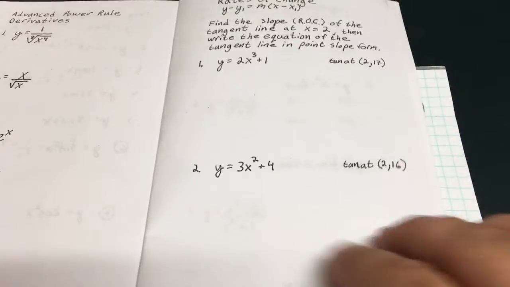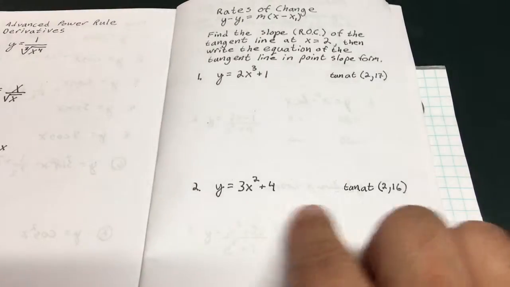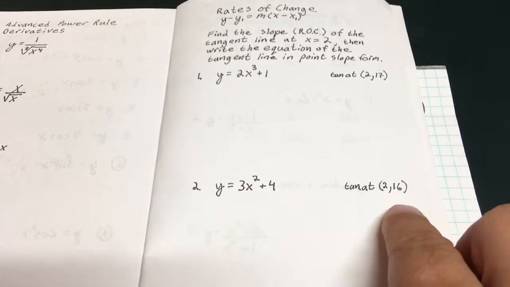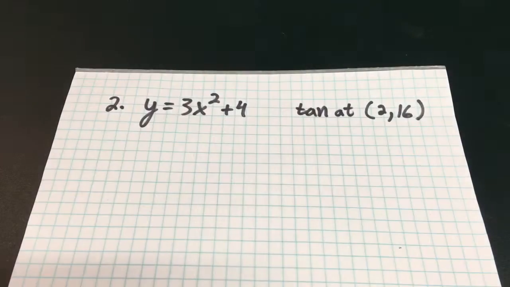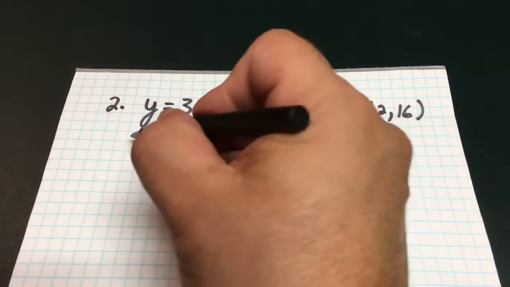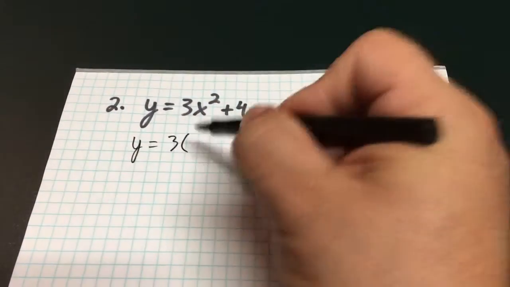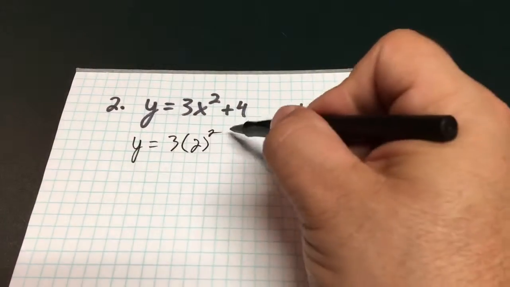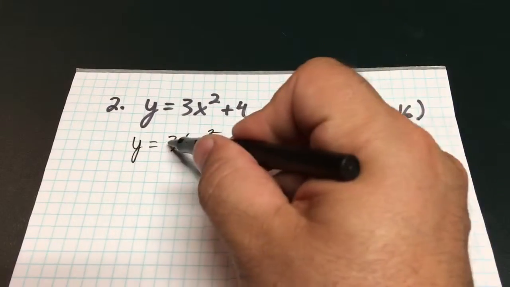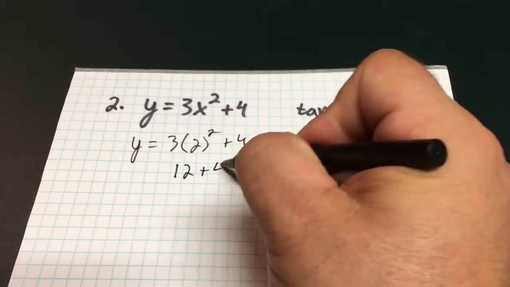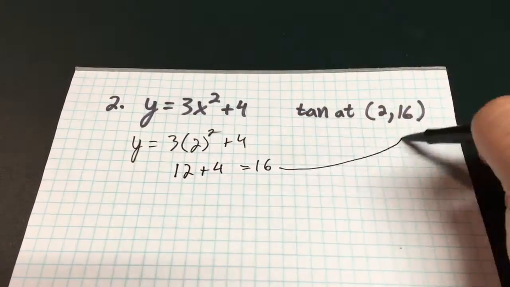Again, we're on page 6. We're going to find the slope of the tangent line, and then the equation of the tangent line at (2, 16) of y equals 3x squared plus 4. First thing I always like to do is verify that that is the coordinate that lies on this curve. So y equals 3 times 2 squared, I plug that 2 in, plus 4. That's going to give me 4 times 3 is 12 plus 4, and yes, that equals 16.